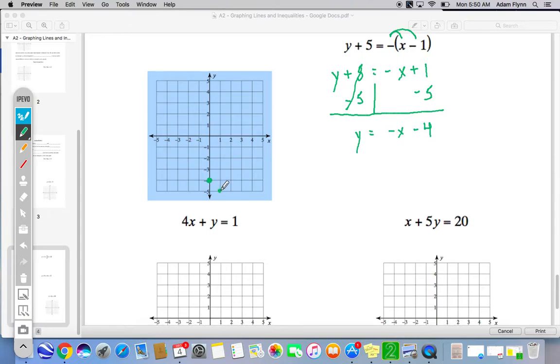So this way. Since I'm running out of room here, I can make all these points going to the left 1 and up 1 in this direction. And there's my line. Okay, pause the video if you need more time.